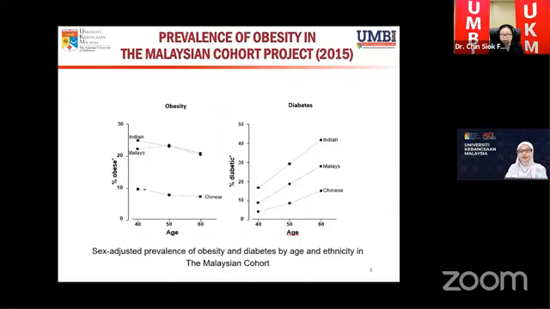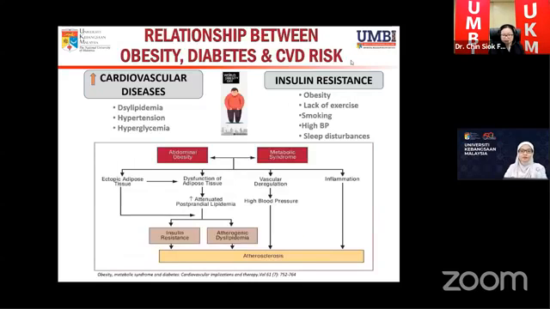This figure here shows the sex-adjusted prevalence of obesity and diabetes by age and ethnicity in the Malaysian Cohort Project. The prevalence of obesity and diabetes in Malay and Indian are almost the same and are less in Chinese. Obesity will increase the risk of cardiovascular diseases and insulin resistance. Abdominal obesity and metabolic syndrome will lead to formation of ectopic adipose tissue, vascular deregulation, and inflammation. Altogether, these factors could lead to insulin resistance, atherogenic formations, high blood pressure, and atherosclerosis.